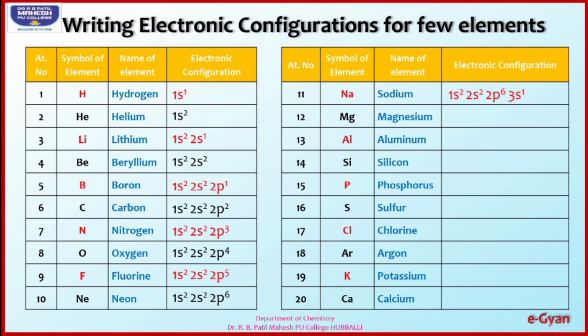Sodium, next electron enters into 3s orbital. Magnesium, aluminium, total number of electrons are 13, 1s2 2s2 2p6 3s2 3p1. So next electron to be filled in 3p for silicon, so that becomes 3p2. Phosphorus 3p3. Like that you try to write the electronic configuration for remaining elements.